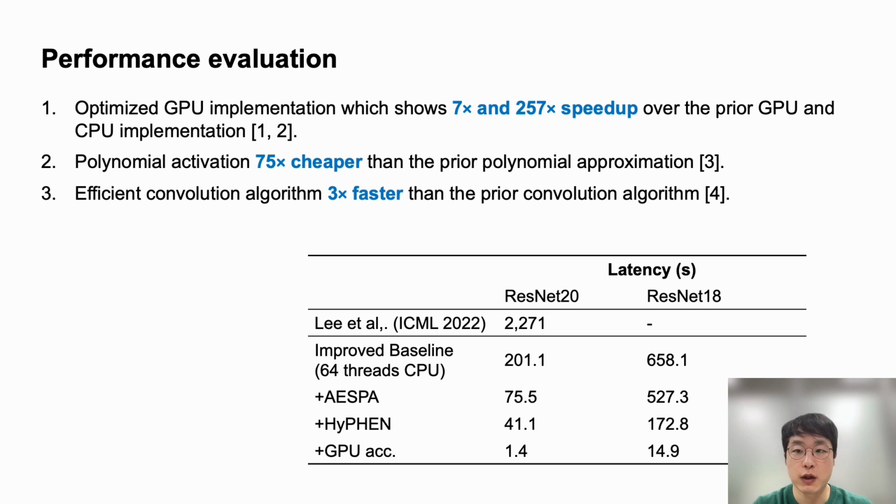To briefly summarize our result, our GPU implementation shows 7 times and 257 times speedup over the prior GPU and CPU implementation, and our polynomial activation function is 75 times cheaper than the prior polynomial activation. And lastly, our convolution algorithm is 3 times faster than the prior convolution algorithm. In conclusion, considering ResNet20, we bring down the latency from 2271 seconds to 1.4 seconds.